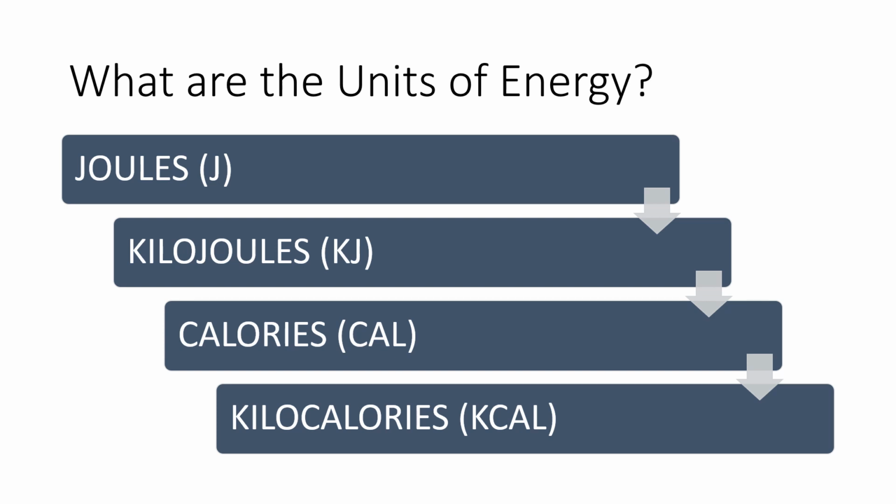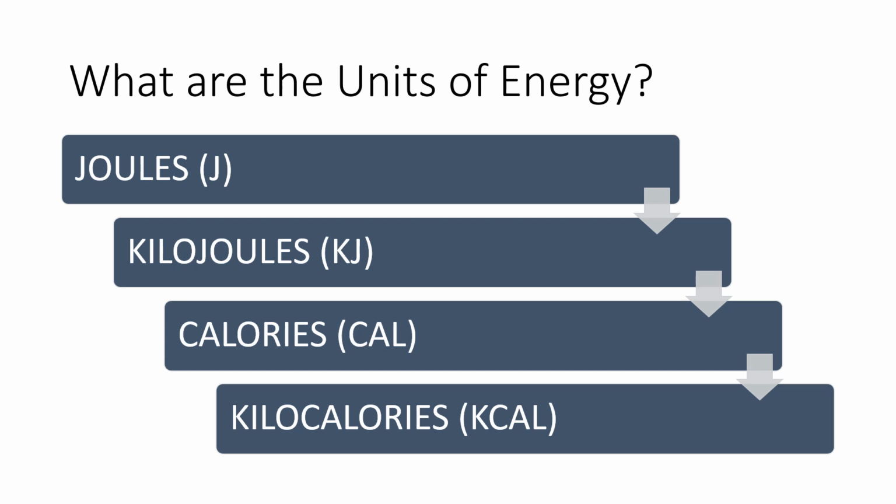And then if we look at our calories and our kilocalories, these are going to be units of heat. So we have our joule and our kilojoule, units of work, and our calories and kcals as units of heat. A kilocalorie is the amount of heat required to raise the temperature of 1 kilogram of water by 1 degree Celsius. And in order to convert these, we can take 1 calorie, which equals 4.186 joules, or 1 kilocalorie, which equals 4.186 kilojoules.